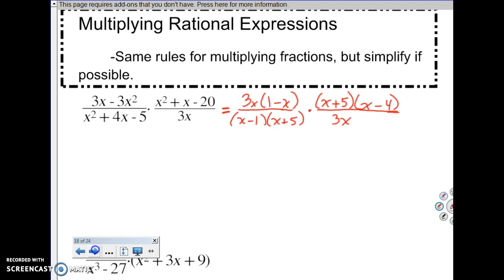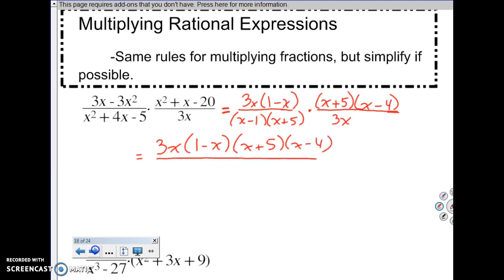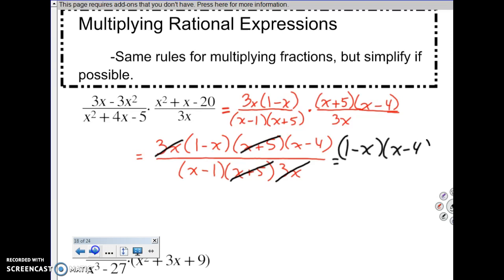And I could multiply across first if I wanted to, use a lot of the lead in my pencil, I guess. And all the factors on the bottom would be x minus 1, x plus 5, and then 3x. And then I can start dividing some things out. This is on the bottom, and this is on the bottom. So now what I'm left with is 1 minus x times x minus 4 all over x minus 1.